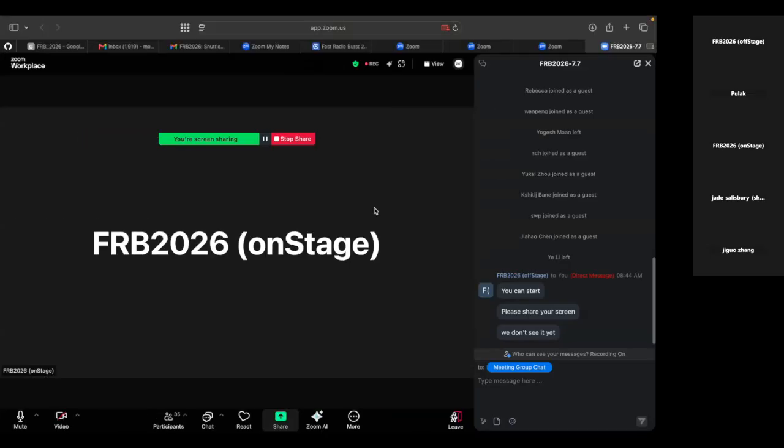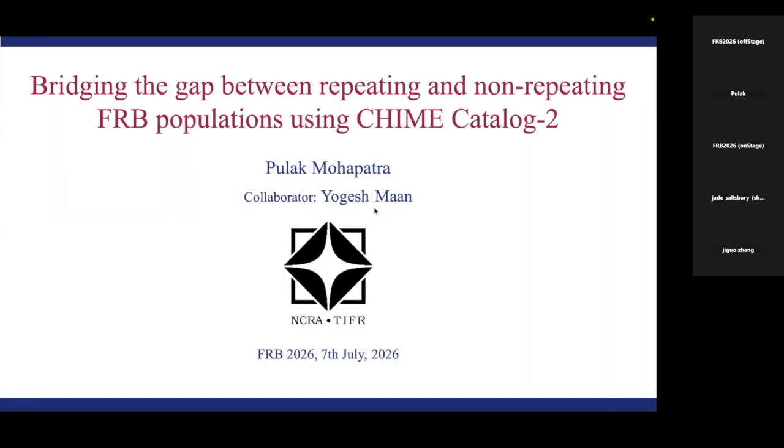So good morning, everyone. I'm Pulak, and today I'll be talking about the repeating FRBs, and whether we can use them to somehow bridge the gap between the two FRB populations. So the dichotomy of the fast radio bursts has been a burning topic of discussion since the discovery of the first repeater itself, and it has clearly divided the community into taking sides.